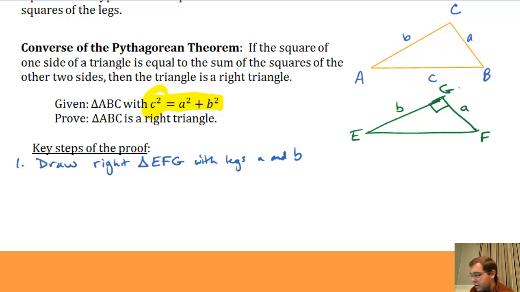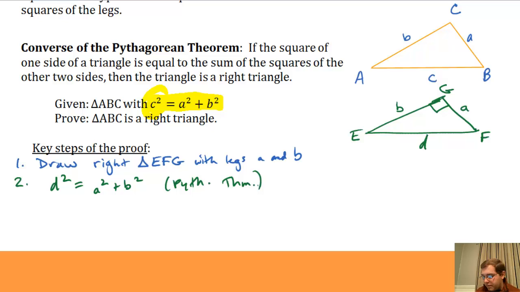Okay, now how do I know I can draw a right triangle? Well, I can always draw segments of a certain length by the ruler postulate, and I can make a right angle by the protractor postulate. But we're just writing the key steps, so we're not going to bother writing down the reasons. Okay, well, that is a right triangle, and I'm going to call the hypotenuse D. If it's a right triangle, the Pythagorean theorem applies. And I know for sure that D squared equals A squared plus B squared. That's just the Pythagorean theorem, since I now have a right triangle to work with.